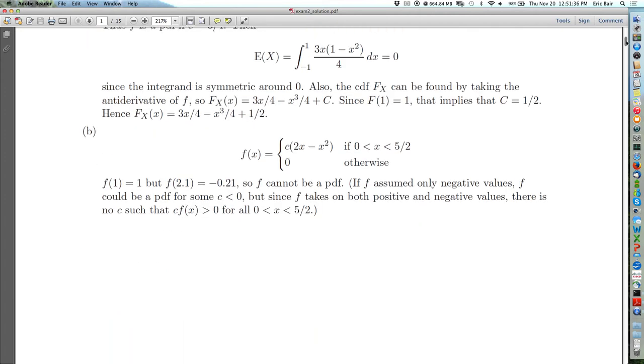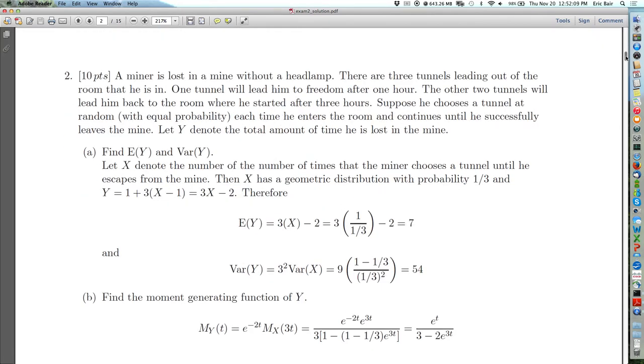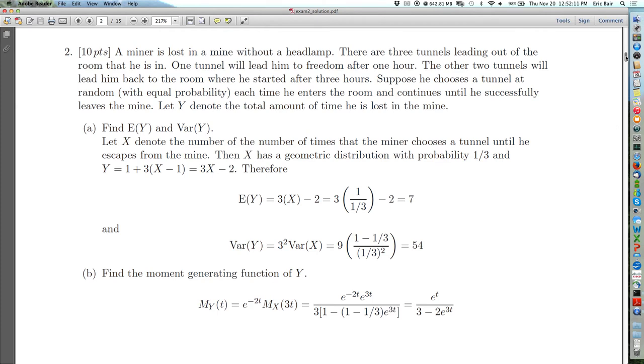Part B tripped up a lot of people, and the issue here is that this particular density is positive from 0 to 2 and negative from 2 to 2.5, and densities have to be positive everywhere. That can't happen. Now, if it were just negative everywhere, you could give a negative value of C and it would still be okay. You can't have a density that's both positive and negative. So that's most of what there is to say on that one.